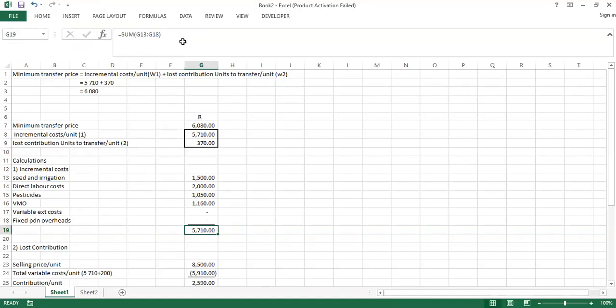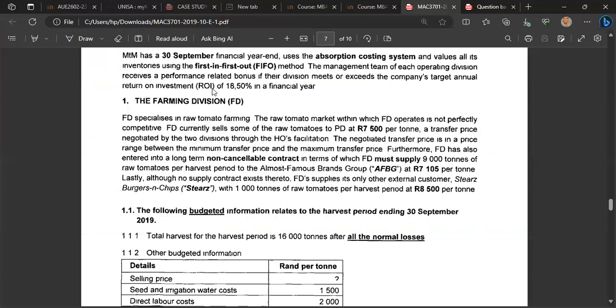This would be unfair to the extent that, based on the performance measurement where they are using the return on investment, it basically means that their return on investment could be less as a result of 7,500 used instead of the 6,500. So in that regard, it's unfair for them, considering that the minimum transfer price compensates the transferring division for the lost contribution. So it's a little bit unfair.